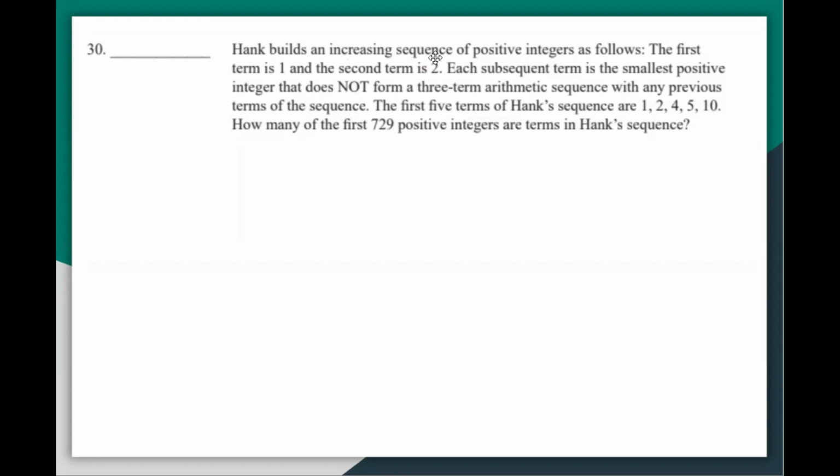Hank builds an increasing sequence of positive integers as follows. The first integer is 1, the second is 2, and each subsequent one is the smallest positive integer that cannot form an arithmetic sequence with any of the previous terms. The first five are given: 1, 2, 4, 5, 10, and we want to know how many of the first 729 positive integers will be in that sequence.